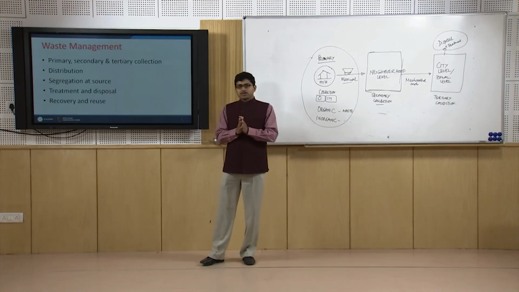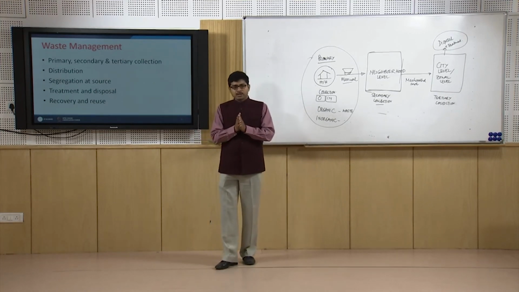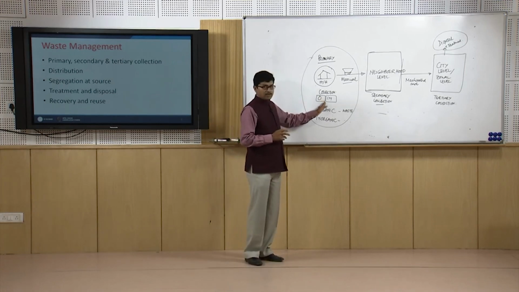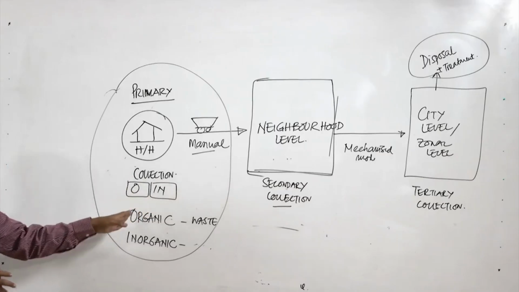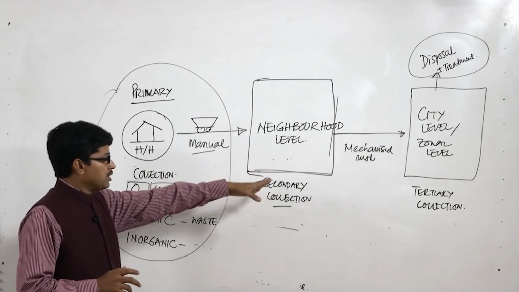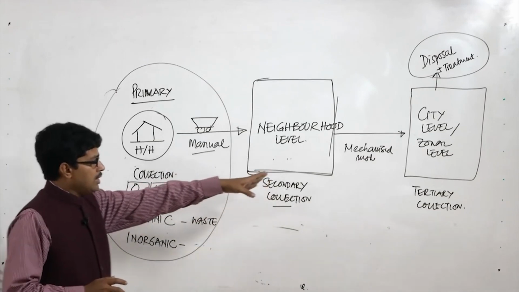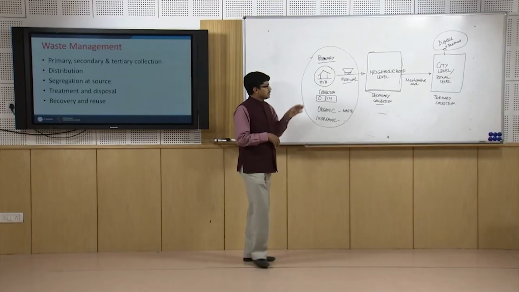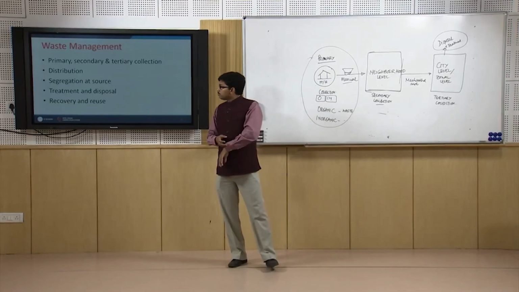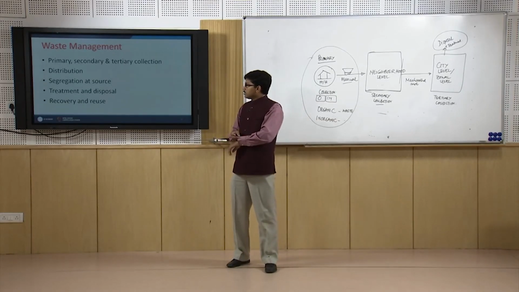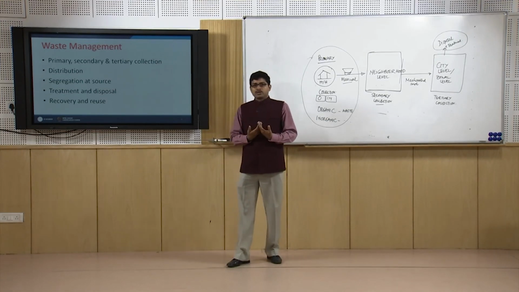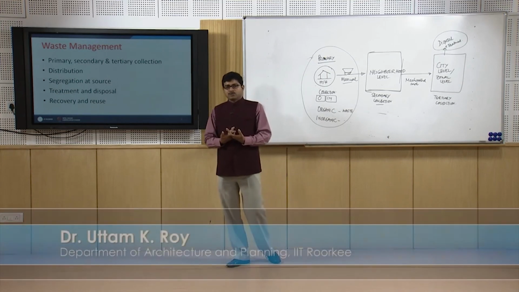So two kinds of waste are there, organic and inorganic. The objective is to segregate them at the primary collection, that is at the household level, and then to transport at the neighborhood level, secondary collection, and at the city or the zonal level for the third, tertiary collection. And the major part of the waste management is its treatment and disposal, so that we can earn the recovery of the amount we invested for this purpose.